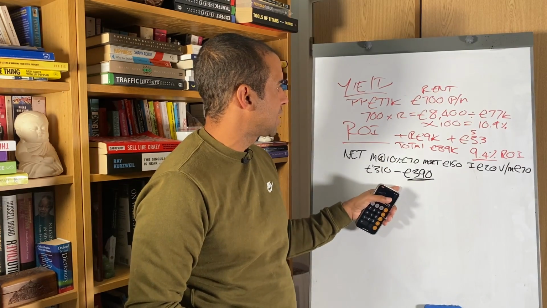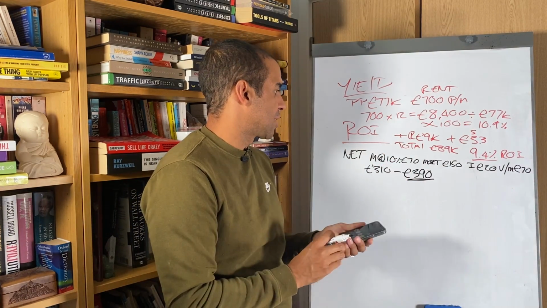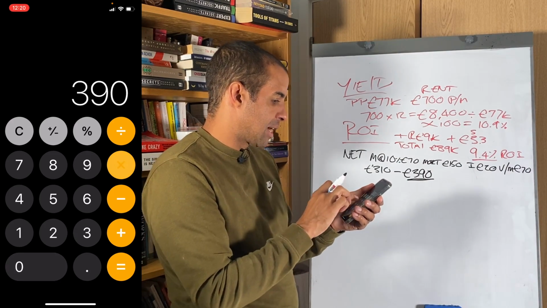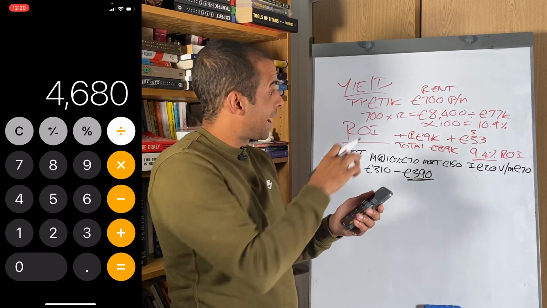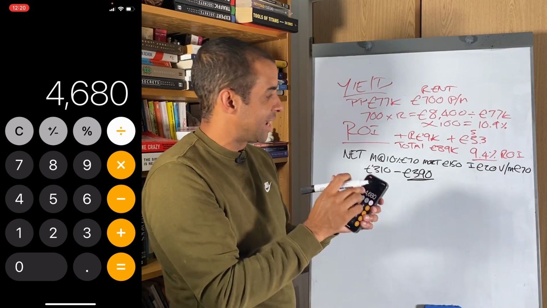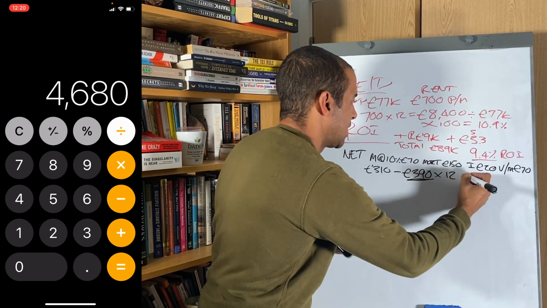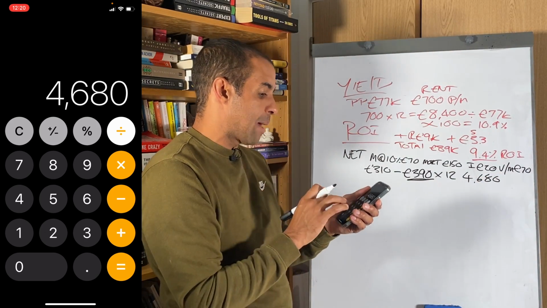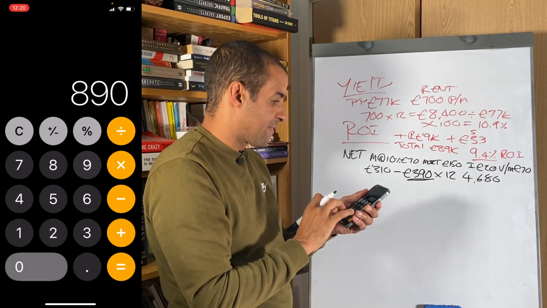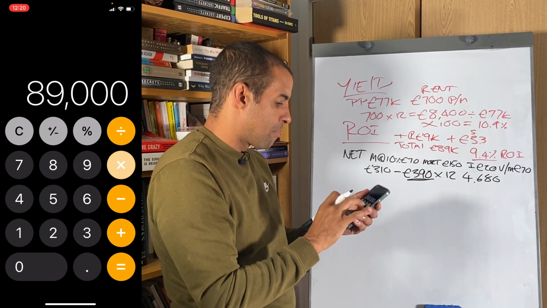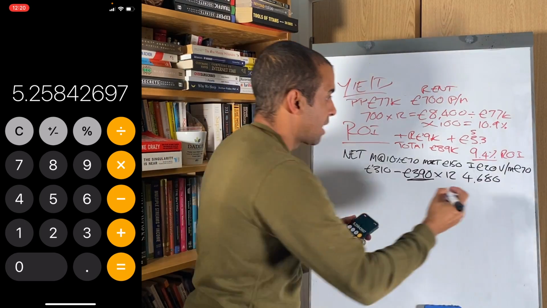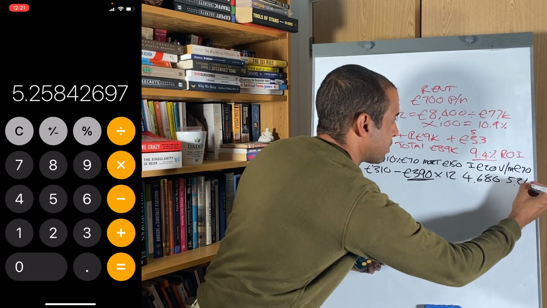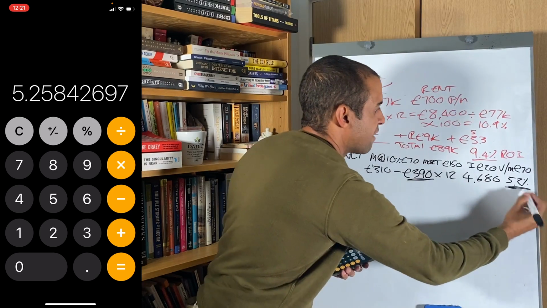So then you do the same calculation again. You would do 390 times 12, which gives your yearly profit of 4,680. You would divide that by the total buying cost, so the 89,000, and then times that by 100. This gives you a net 5.2% ROI. So that's your net figure there.